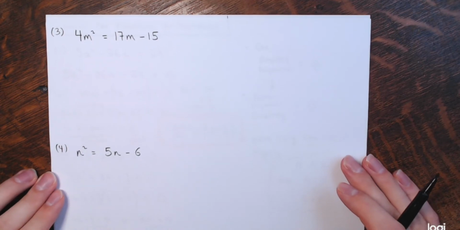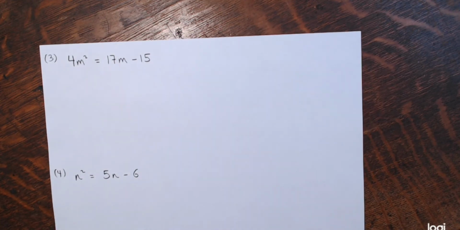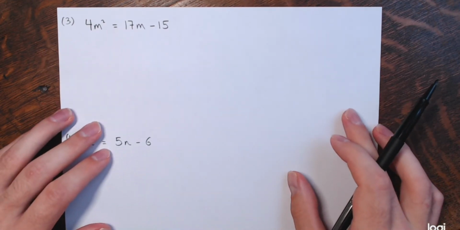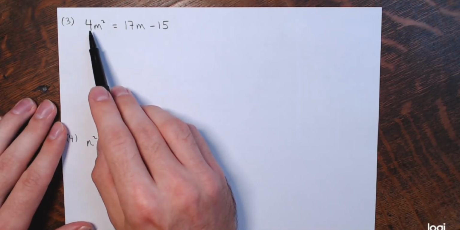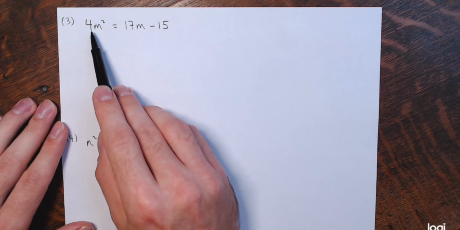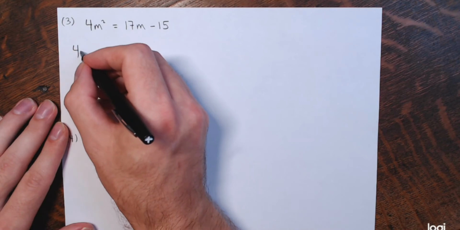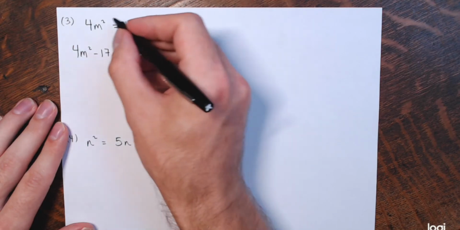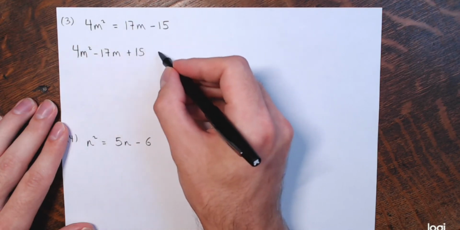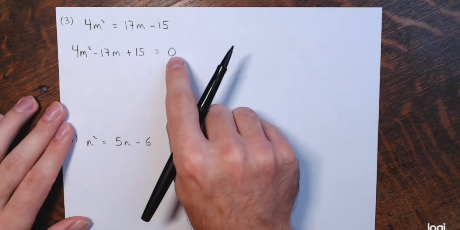got example 3, 4m squared equals 7m minus 15. Now I personally like having a positive coefficient on my highest powered term, so that's why I'm going to keep the 4m squared on the left and take all the other terms to the left as well. So we have 4m squared and then minus 17m plus 15 equals 0. Right, so I got a simplified polynomial on one side, 0 on the other.